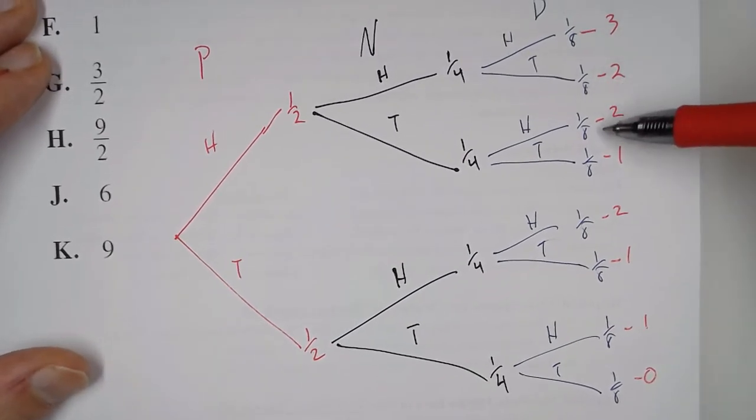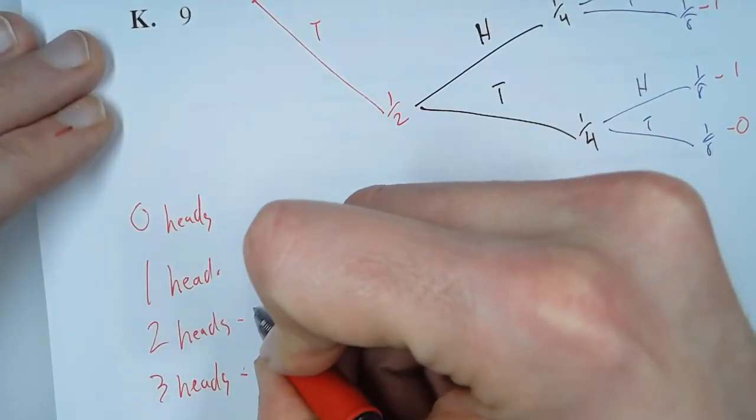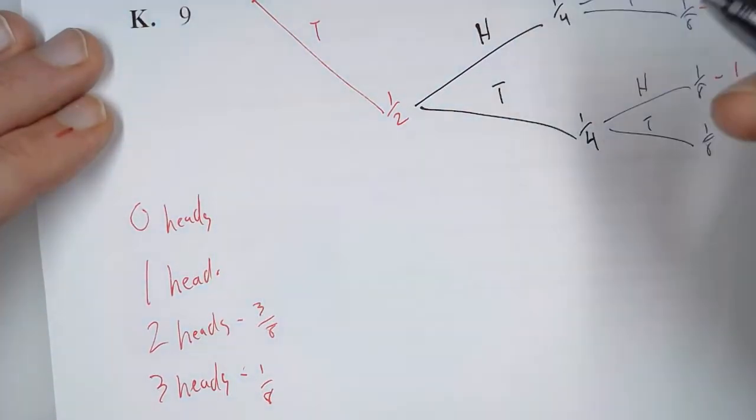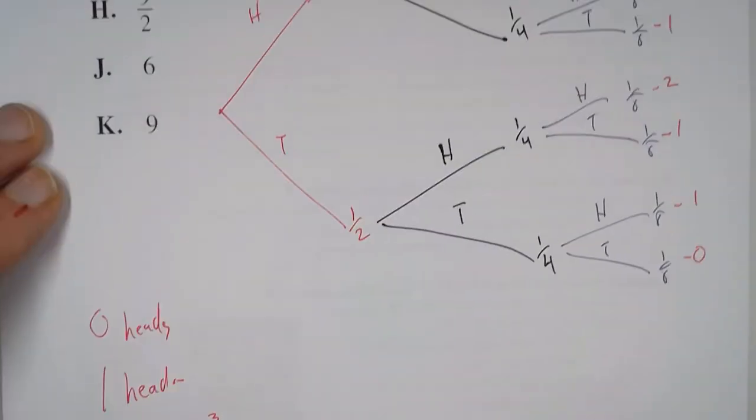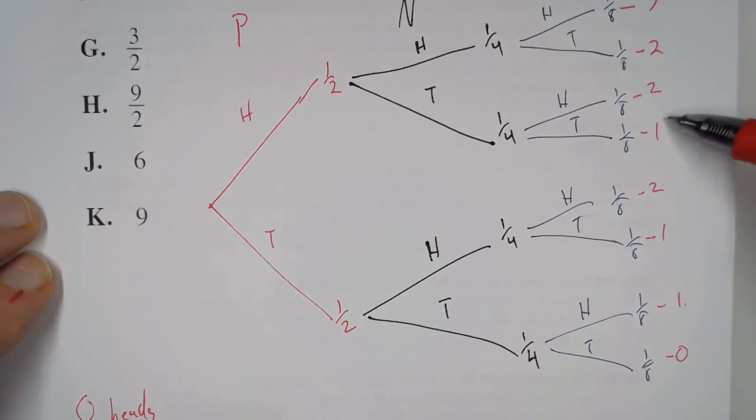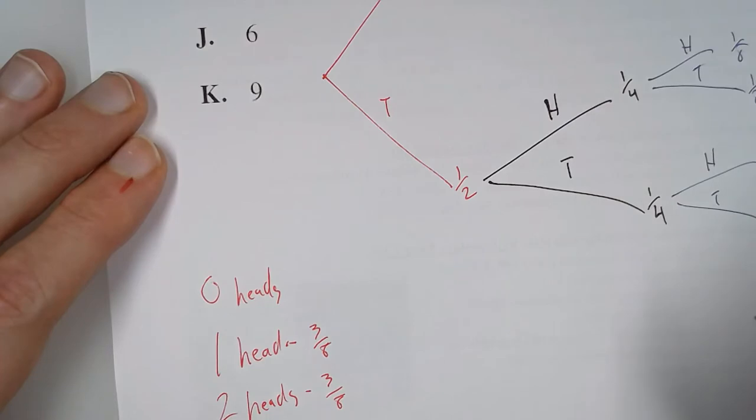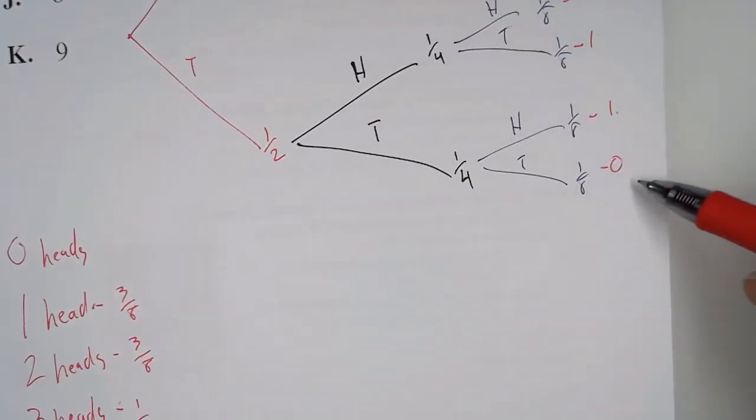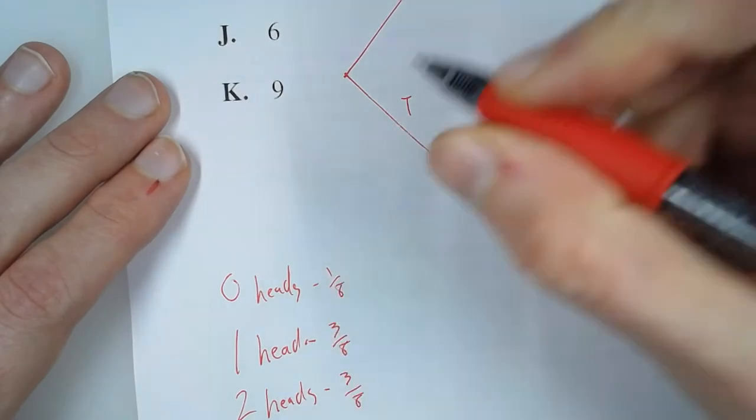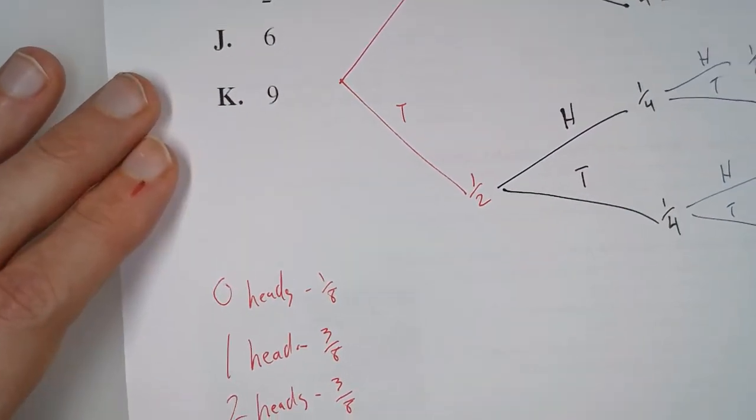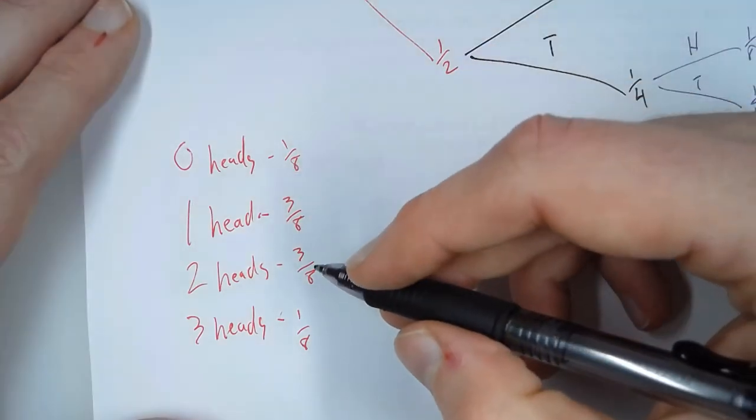All right, so how many instances had 2 heads? 1, 2, 3. And each one has a probability of 1/8. So that means 3/8 because there's 3 of them, 3 different outcomes. For 1 head, we do the same thing. 1, 2, 3. So that's a probability of 3/8. And then for 0 heads, there's only 1 outcome right here. So our probability is 1/8. So what do we do?